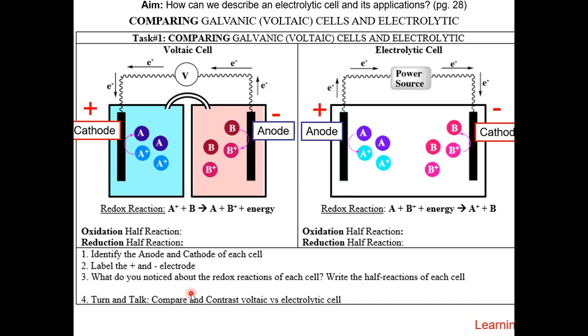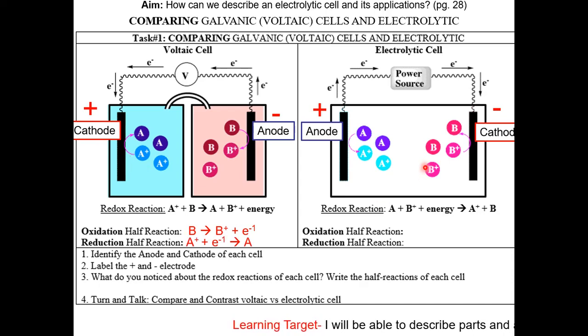Now let's write the half reactions for each cell. Let's start with the Voltaic cell. Oxidation always occurs at the anode. B is losing an electron, becoming B+. Reduction always occurs at the cathode. A+ is being reduced to A.